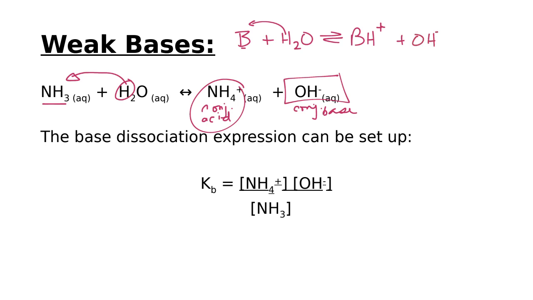Similar to acids, this should be a liquid. Water is a liquid, and as a result, we don't see water in the ICE chart. We see it in the reaction, but we don't see it in the equilibrium expression. So once we set up our equilibrium expression, we change the Keq to a Kb to reflect the fact that we are dealing with a weak base. Here are your products. There's your reactant minus the water molecule. And then you can go and solve for whatever it is that it asks.